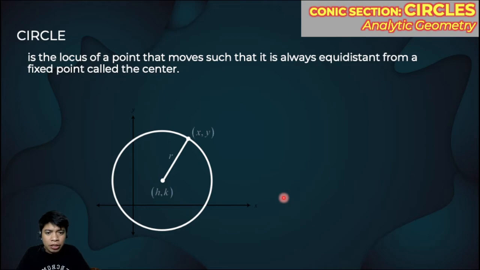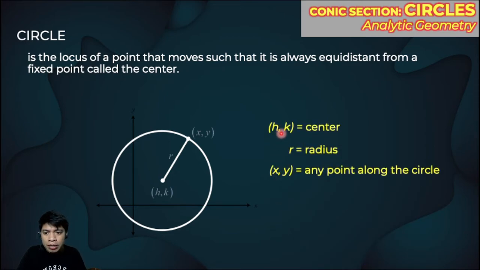So for example, in this circle, we have this symbol, guys, kapag nag-plot tayo ng circle, HK is the coordinate of the center, yung R is the radius, and XY is any point along the circle. Take note that any point along the circle, XY, is always equidistant, or the same distance, from the center. Kaya nga sinasabi natin na yung circle has a constant na radius. So that's the definition of circle as a locus of points.